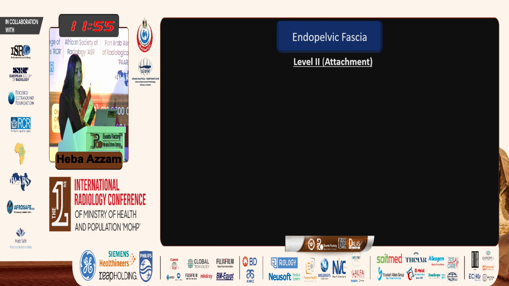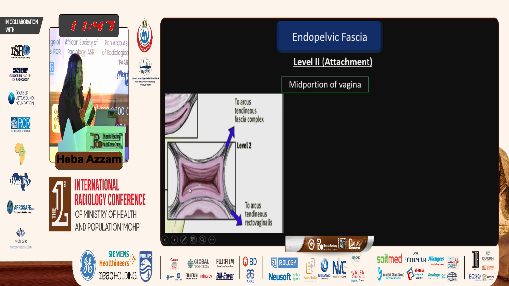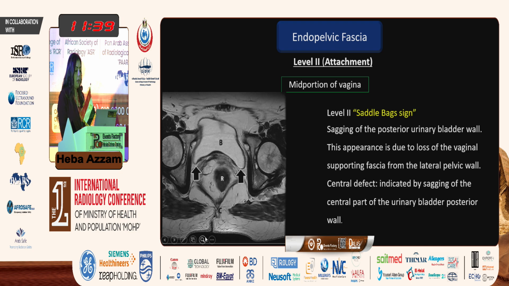Level 2 is called the level of the attachment, which is the mid portion of the vagina. This is level 2, in which the vagina is attached to the arcus tendineus fascial complex. And the defect causes sagging of the posterior urinary bladder wall due to loss of the vaginal supporting fascia from the lateral pelvic wall. Usually, it's posterolateral, like this. Sometimes there is a central defect indicated by sagging of the central part of the urinary bladder. This sign is called saddleback sign.